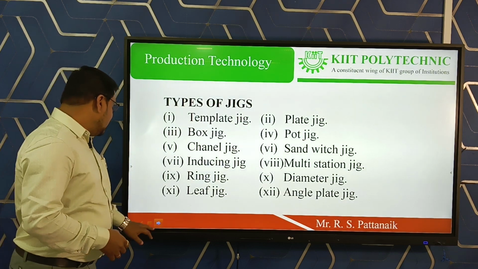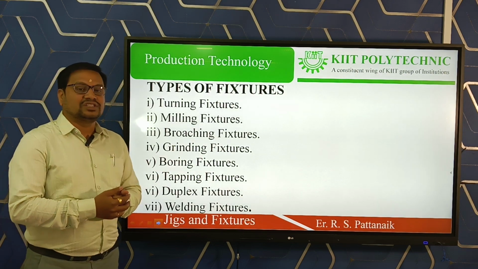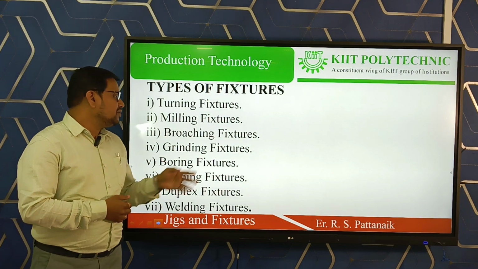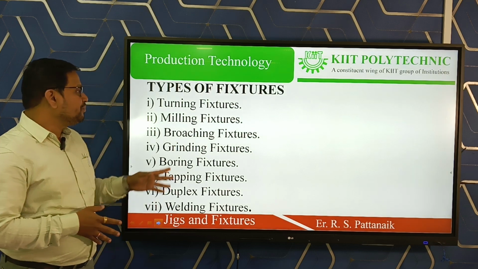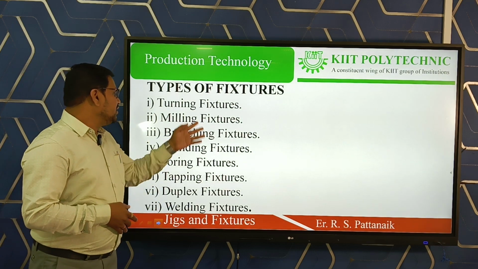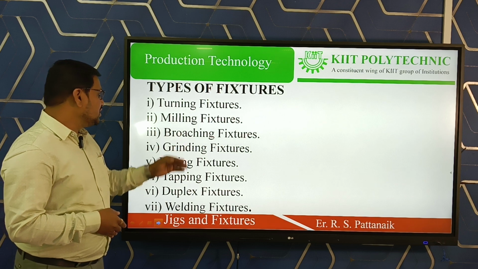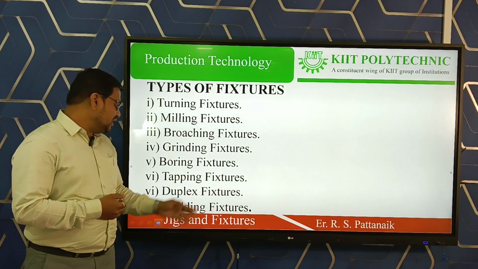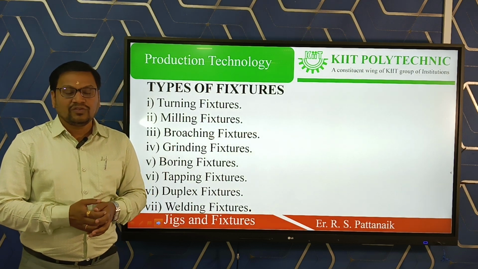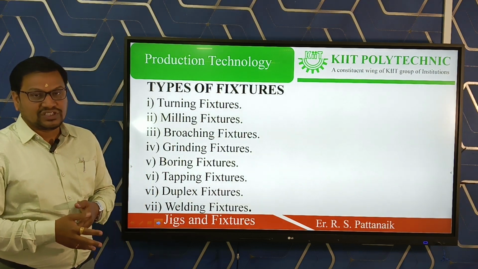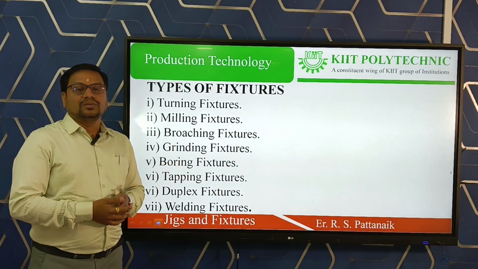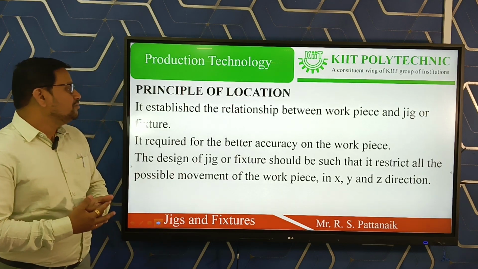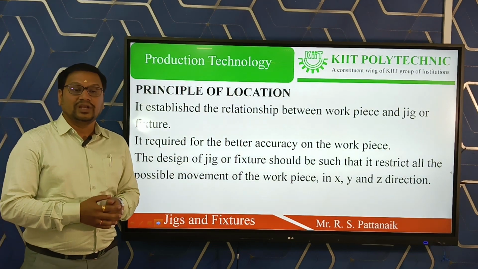Similarly, there are different types of fixtures used for repetitive work, according to the operation: turning fixture, milling fixture, broaching fixture, grinding fixture, boring fixture, tapping fixture, duplex fixture, and welding fixture. These are used for holding and locating the workpiece. Next is the principle of location, which is very important.